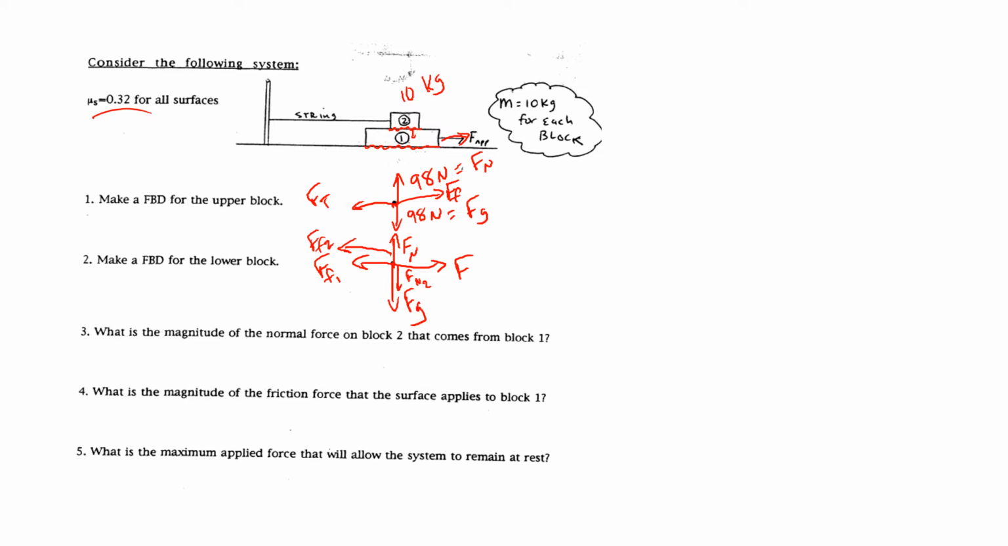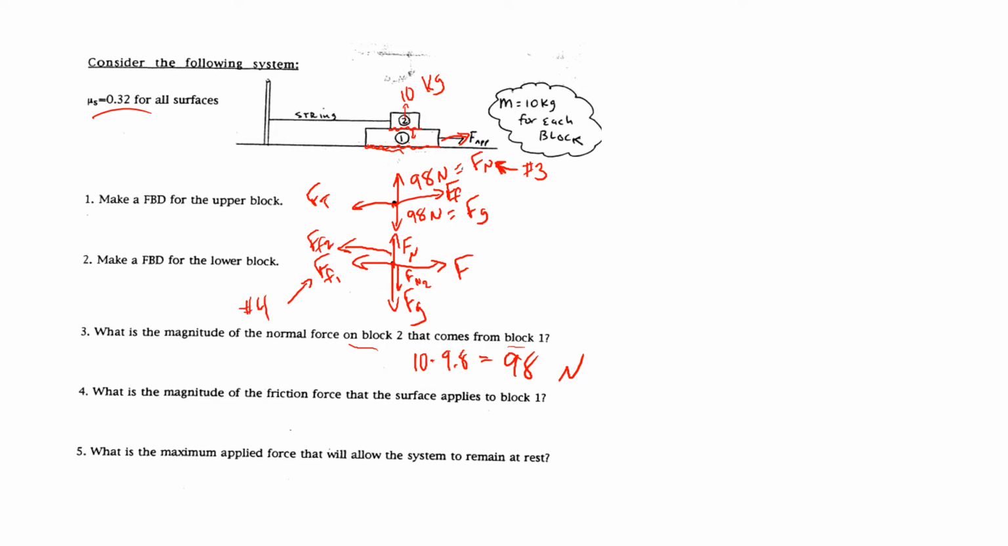What is the magnitude of the normal force on block 2 that comes from block 1? So that would be on block 2 from block 1. So the normal force there, well, that's just going to be 10 times 9.8, right? That's going to be this guy right there. So I'll put number 3 here so it doesn't get too tangled in all this mess. 98 newtons. What is the magnitude of friction force that the surface applies to block 1? I guess we're talking about this guy. So this one right here is what we're talking about. So we're talking about this for number 4.